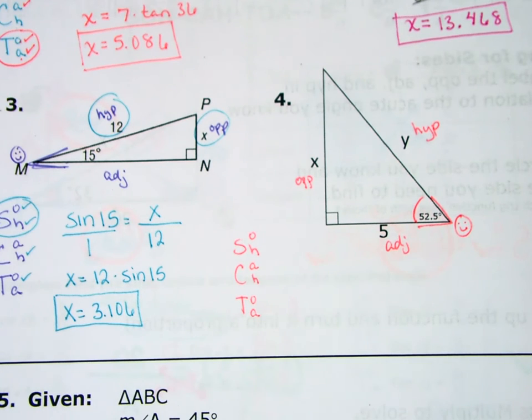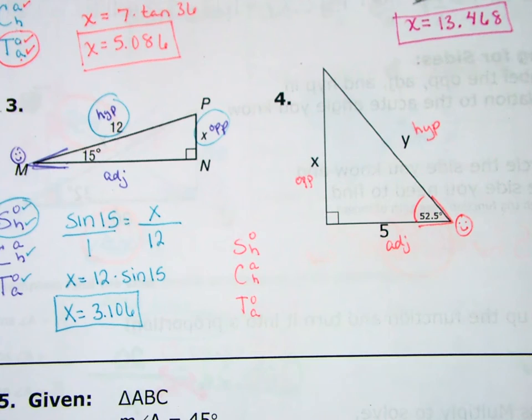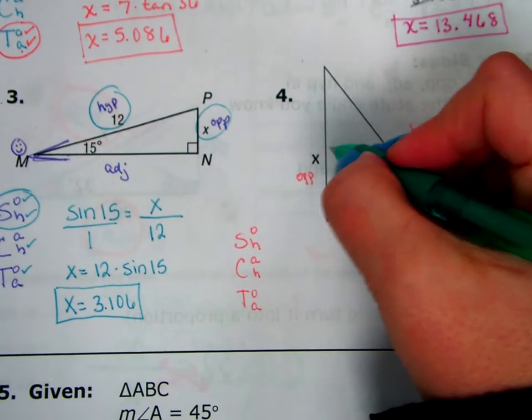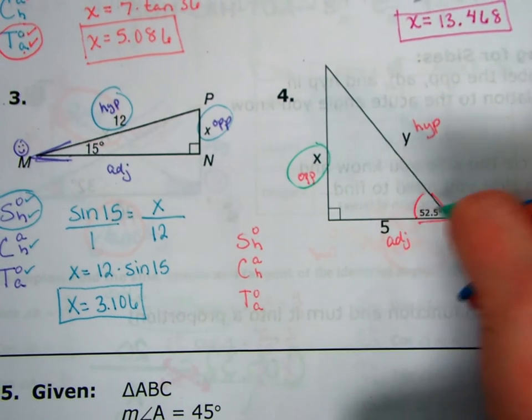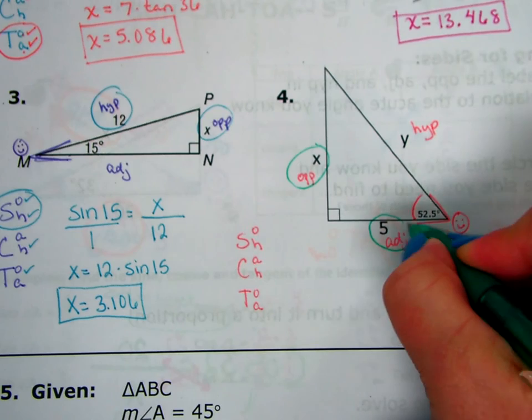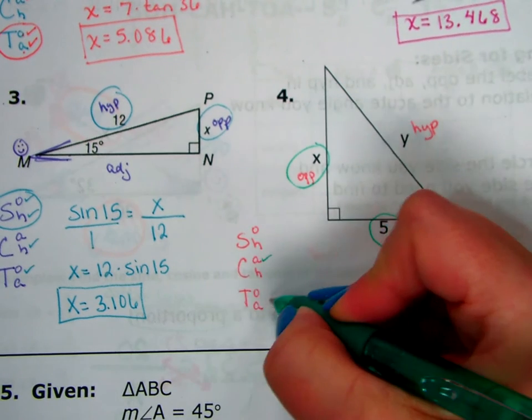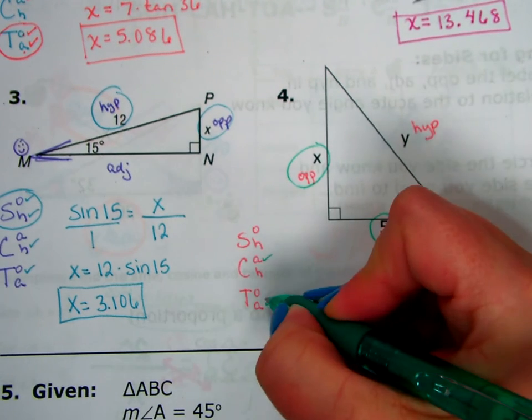Alright, since I need to find both x and y, because it says find x and y up at the top for my directions, I have to pick first. I can't find them both at the same time. I have to decide, do I want to find x first or y first? What do you want to find? X. Alright, so if I'm going to find x, what's the side that I know? The adjacent. So I'm going to be looking for the adjacent and the opposite.